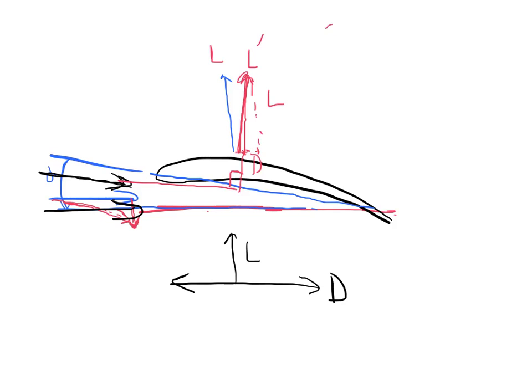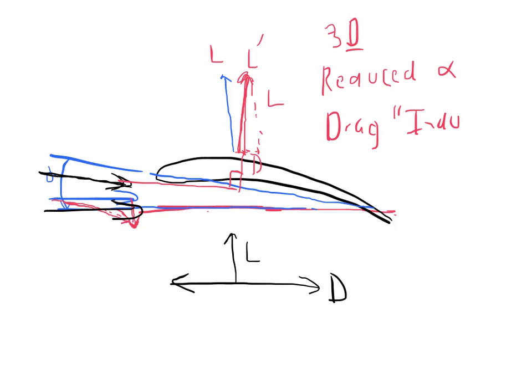So the main consequence of the 3D effects is a reduced effective angle of attack, so reduced alpha, which is going to have corresponding reduced lift. We'll look at the formula on the next slide. And we have a new drag component, which we're going to call induced drag. It is induced by the lift. Induced drag, or D_I, exists because the airfoil is lifting. If it wasn't lifting, we would not have downwash. If we don't have downwash, then we don't tilt the lift vector and we don't produce induced drag. So it's induced by lift.